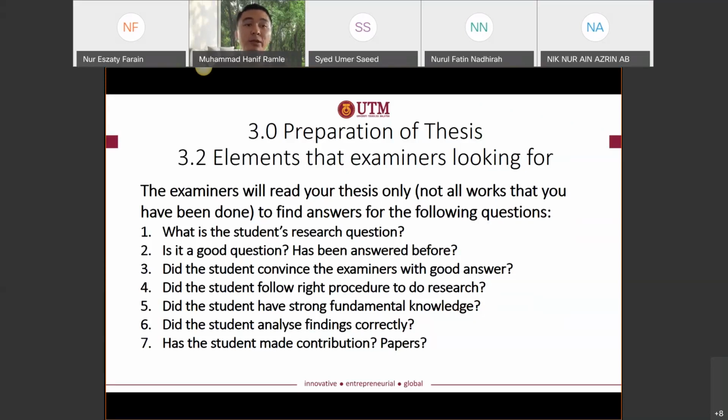Normally the examiner will know your field very well. UTM will nominate an expert in the same field as you and the supervisor. They will ask for the answer from you. Is it convincing enough to get a master's or PhD? Number 4, did the student follow the right procedure to do research? Yes, of course. The examiner will look very carefully at the method that the student used.